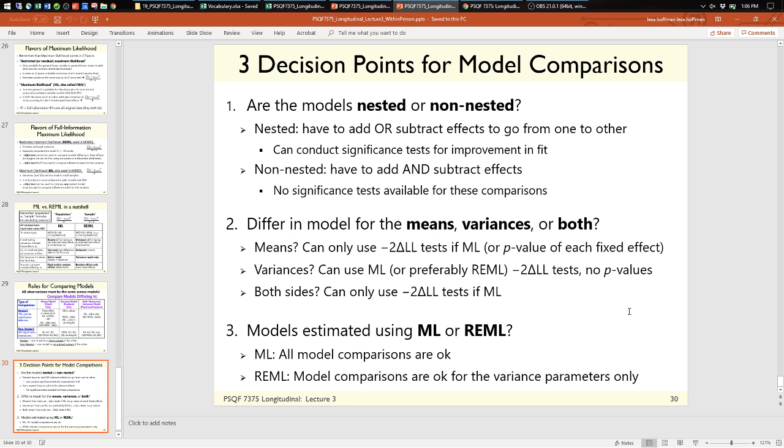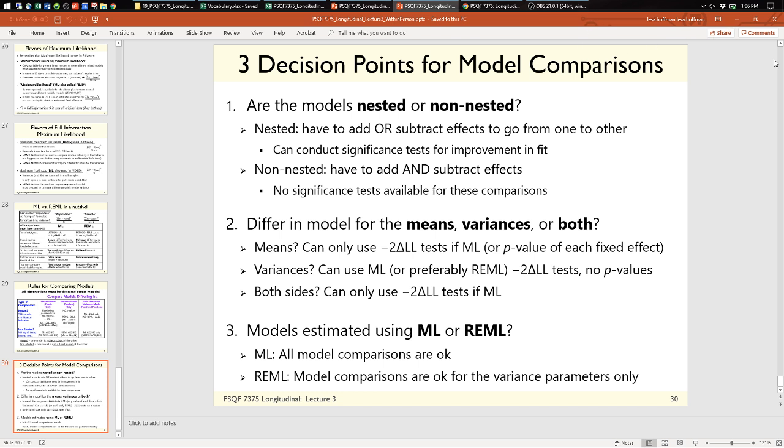And if you're using REML, you have to keep the fixed effects the same. So that should hopefully help you get through the logic of a lot of the questions on the homework. It's just giving you practice understanding these rules.